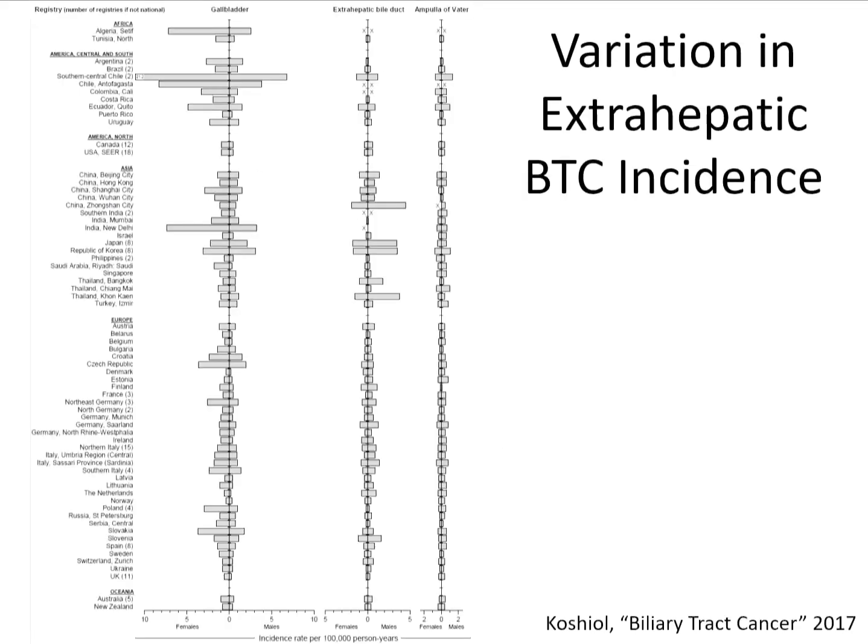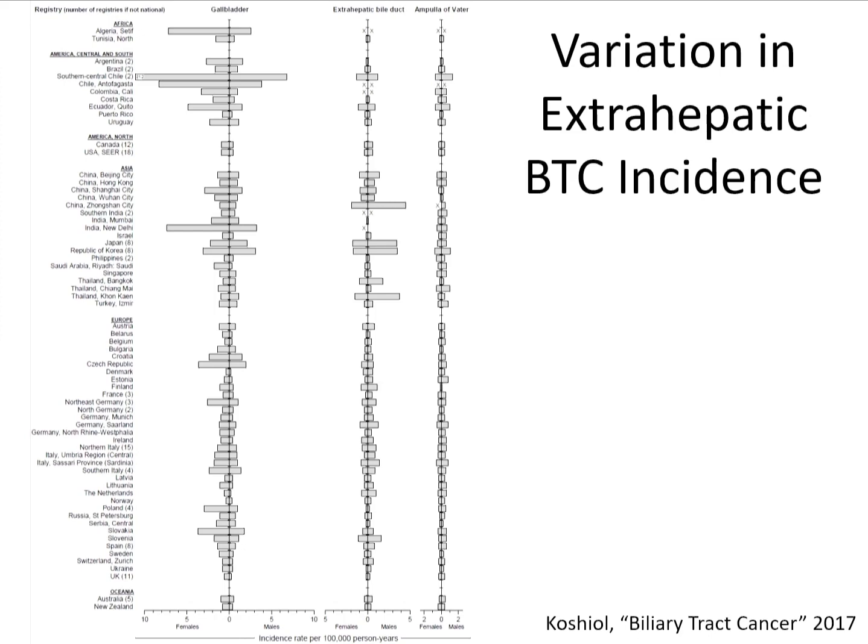So starting with GLOBOCAN, I know this figure is busy, but don't worry, I'll walk you through it, and there's a few main things that I want you to take away. What you can see is the incidence per 100,000 person years for gallbladder cancer on the left, extrahepatic bile duct cancer in the middle, and ampulla of Vater cancer on the right. And it shows you these incidence rates by different places in the world, starting with Africa on the top, and then Central and South America, North America, Europe, and Oceania.